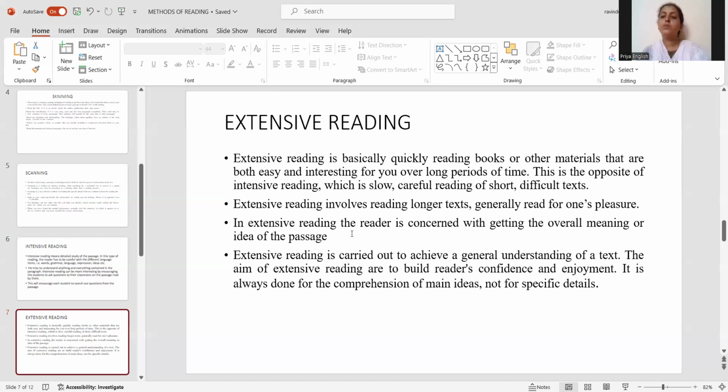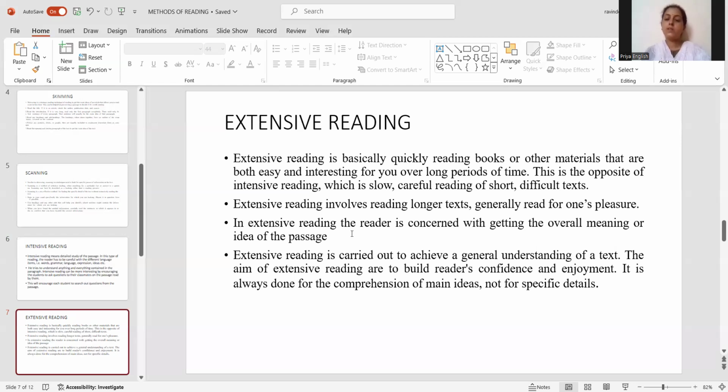You find reading interesting when you're reading for pleasure. So you just go through the text over a long period of time. This is completely opposite to intensive reading, wherein we discussed how we read slowly and carefully different texts. Extensive reading involves reading longer texts, generally read for one's pleasure. As I've told you, extensive reading will not require that slow and careful reading. It is just a quick reading which is done for pleasure.